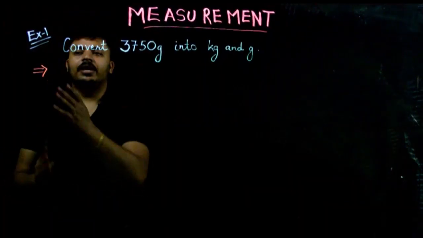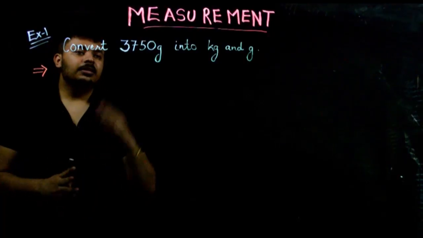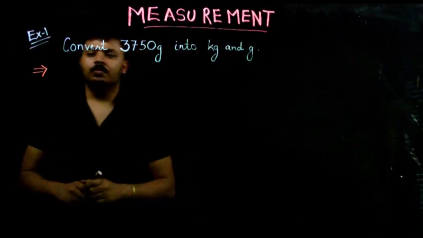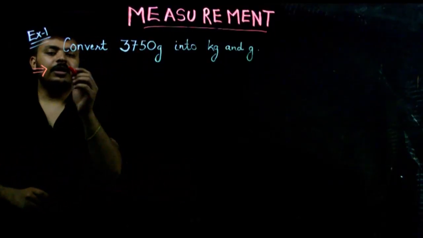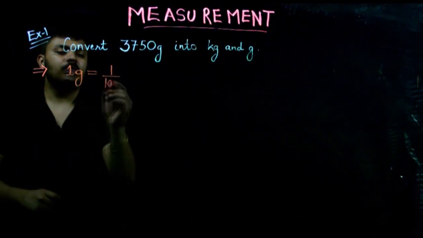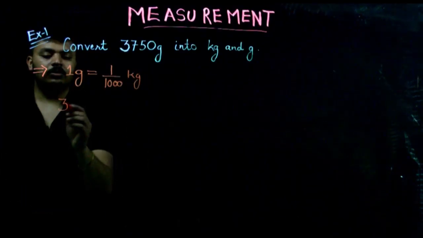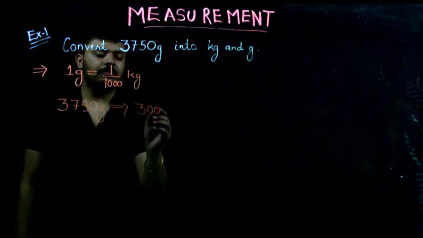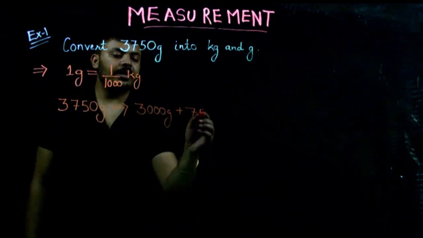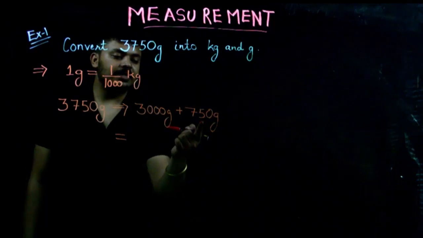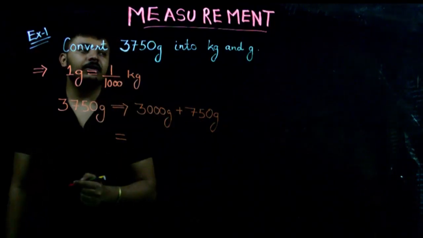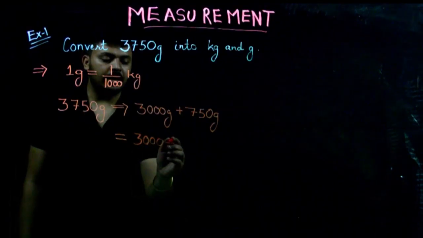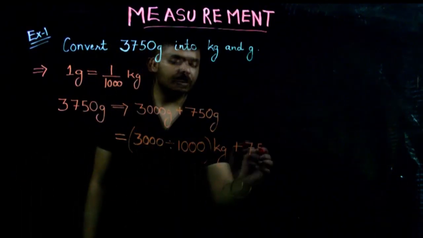Students, now let's look at example number 1. Convert 3750 gram into kilogram and gram. So, we know that 1 gram is equal to 1 upon 1000 kilogram. So 3750 gram can be written as 3000 gram plus 750 grams. Now since 750 is less than 1000, we cannot convert it into kilogram, but we can convert the 3000. So 3000 divided by 1000, we get 3 kilogram plus 750 grams.